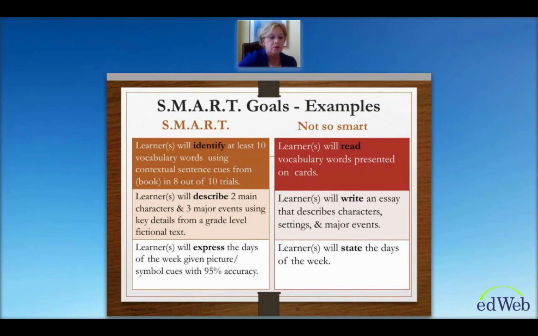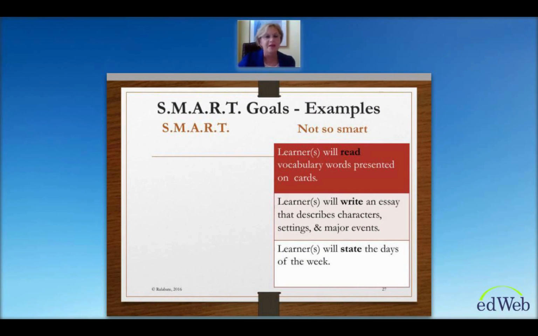By using the SMART acronym, we can develop flexible, clear learning goals that are also meaningful and measurable. Oops, I'm hitting my next button a little bit too hard and it keeps jumping ahead. But here are some examples of some good goals, but they're not so SMART. And I think one of the first things you'll see in the goals written on the right-hand side is that they include constrictive verbs, right? Read, write, state. So one way to make them more flexible and SMART would be to change those verbs to more flexible actions.